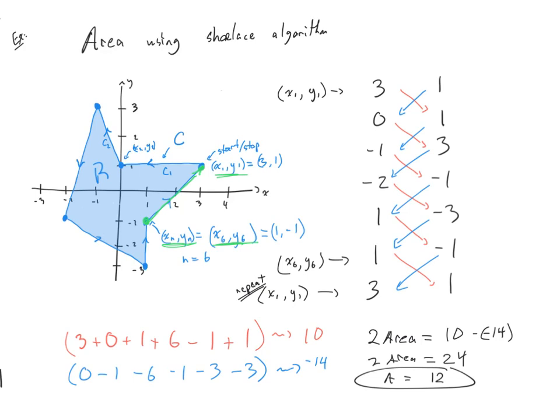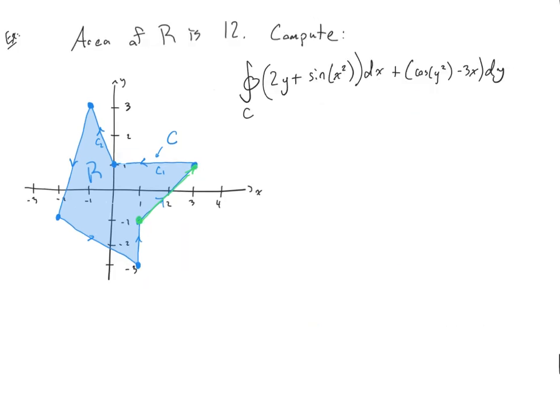And you can confirm that if you break this up into triangles and squares and draw a little grid. You can absolutely double check that this area is 12. Have fun. So building off of that last one, let's use the fact that we know the area of R is 12 to compute this pretty weird looking integral around the closed curve C.